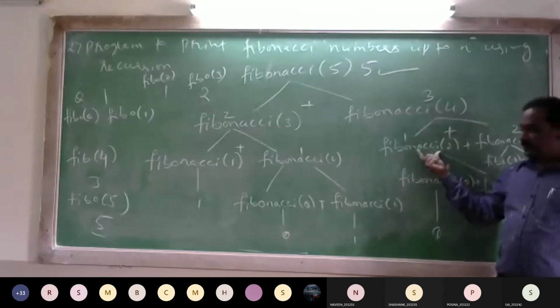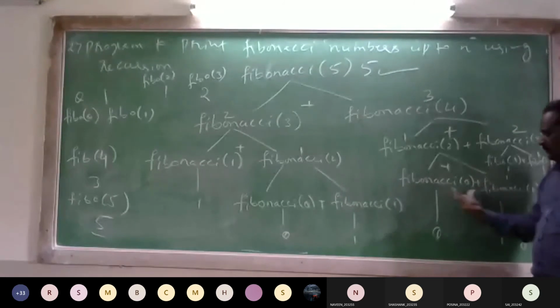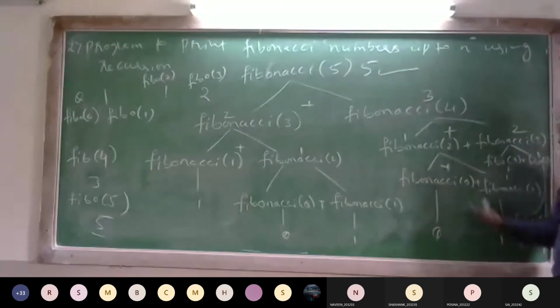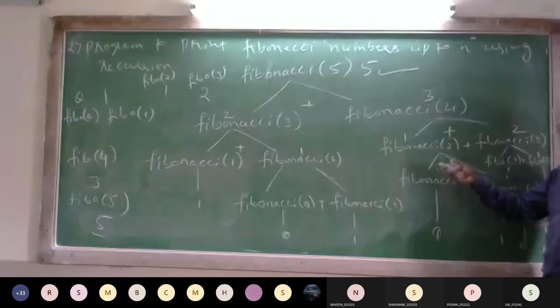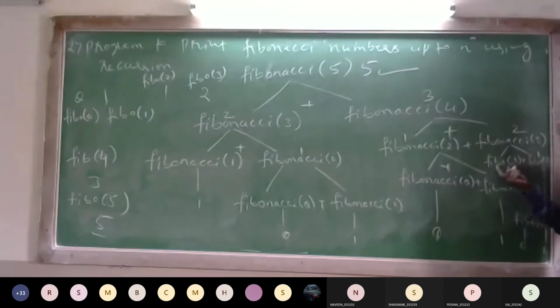But what is Fibonacci of 2? Fibonacci of 2 is nothing but Fibonacci of 0 plus Fibonacci of 1. We know the base values are 0 and 1. 0 plus 1 is 1, so Fibonacci of 2 will be 1. But what is Fibonacci of 3? It depends on 1 and 2. Fibonacci of 1 is 1. Fibonacci of 2 is again dependent on 0 and 1, and we know only the base values 0 and 1, so Fibonacci of 2 will be 1. So now what is Fibonacci of 3? Fibonacci of 1 plus Fibonacci of 2, 1 plus 1 will be 2.